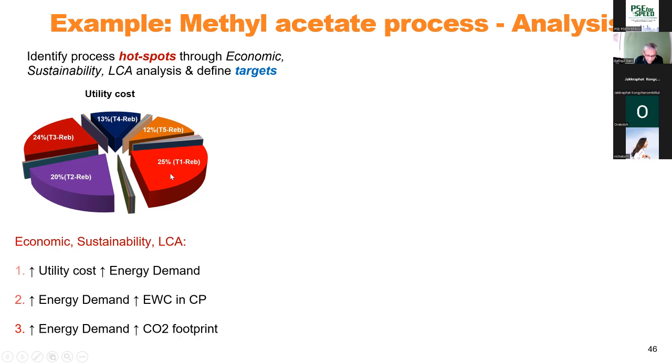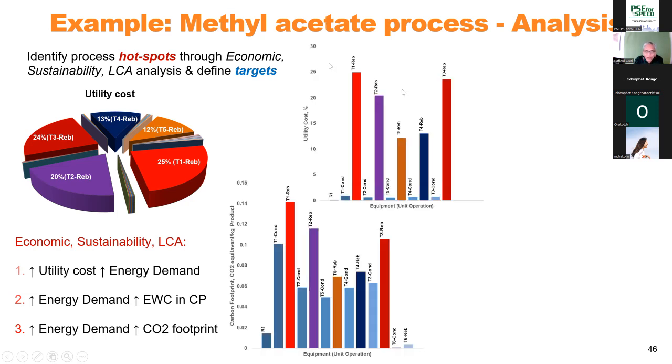So we look at the utility cost, we see here. And if we look at the carbon footprint, the highest in terms of utility, this is the highest in terms of carbon footprint. This is the higher. After this one, this is also. So then it's clear T1 and T3 should be targeted, and we need to reduce them.